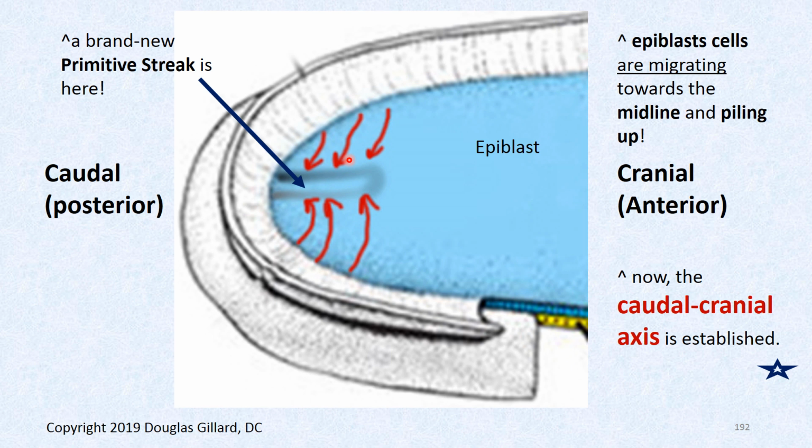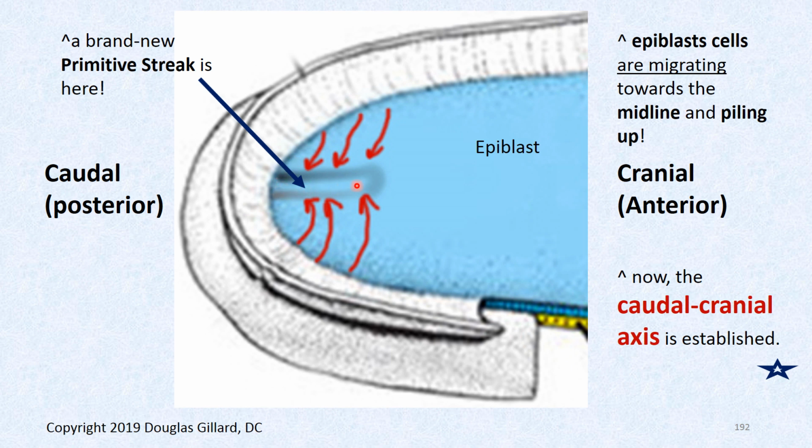And migration's not as easy said as actually done, and we'll look at a whole bunch of changes that have to happen. There's junctional complexes that these epithelial cells have. We have to break these junctional complexes so they can move. But we'll look at that. That's coming up here in a little bit.